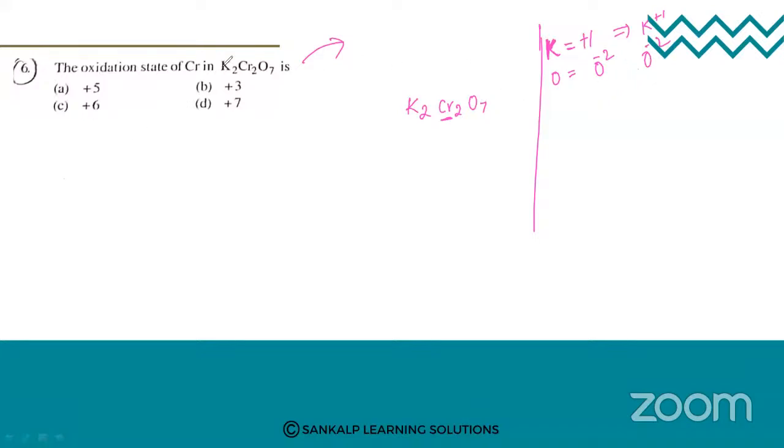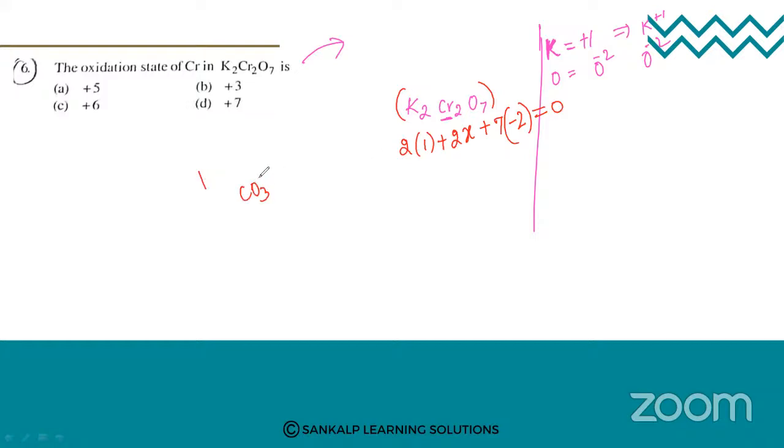Okay, let us see now. How many potassiums? 2. So 2 into each potassium is 1. Plus how many chromium? 2 chromium. We don't know, so let us keep it as 2x. Plus how many oxygen? 7 oxygen, so let us write it as 7, each oxygen is -2. Then the whole, there is no charge on this, so it will be equal to 0.